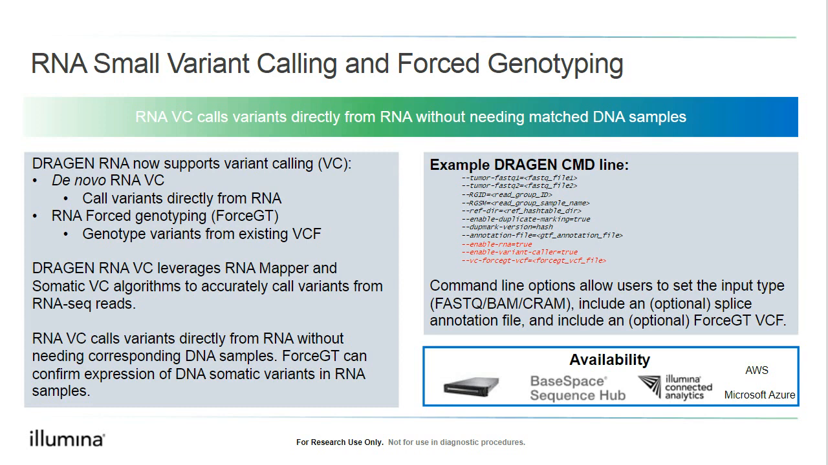On the right, we are giving you some example command lines, and in red, we have highlighted what you need to turn on for this feature. Again, the command line allows you to set the input type. So here, the input type is a FASTQ file, and you can see that we are providing the FASTQ file as tumor files because we want to enable the somatic variant caller to run this analysis. There is an option to include an annotation file if you want to, and then you can optionally force genotype with a VCF file. So again, a simple command line to turn on and turn off this feature.